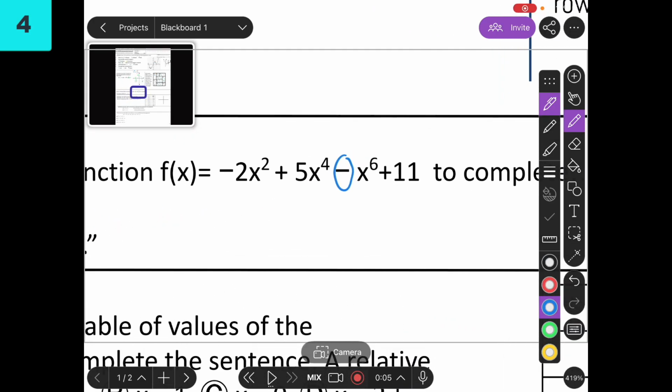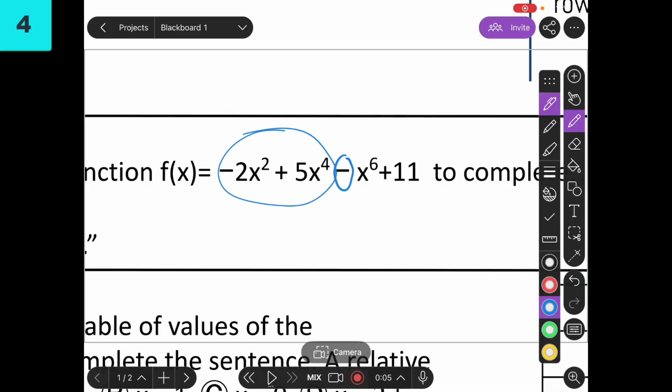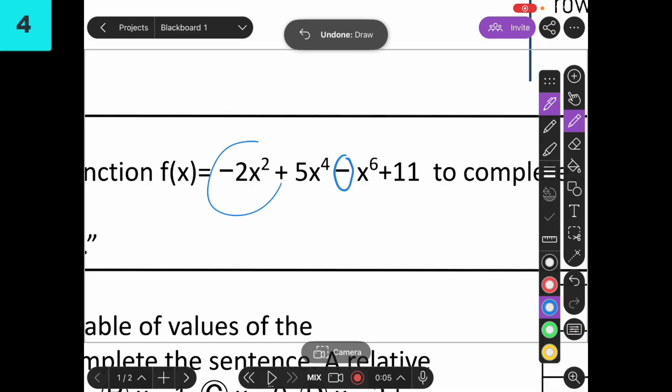You cannot let the order of the terms confuse you. Even though this is the first term, it's not the leading coefficient.